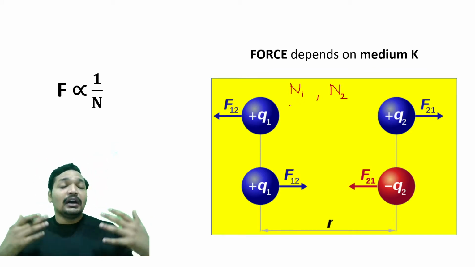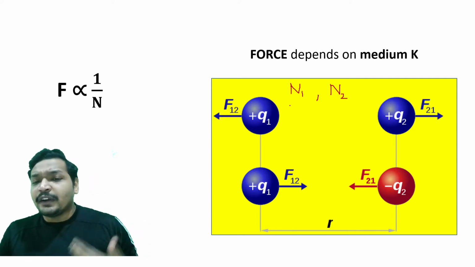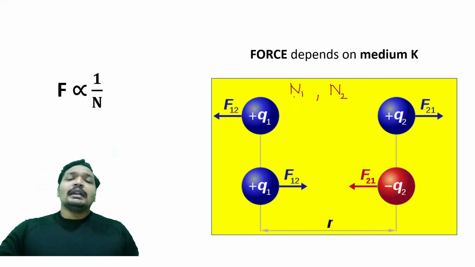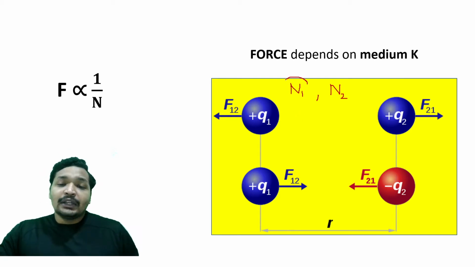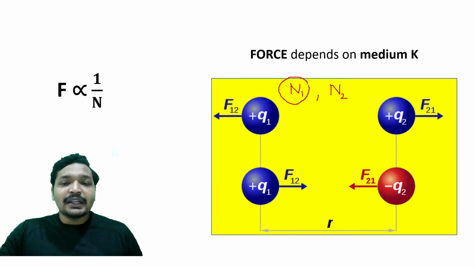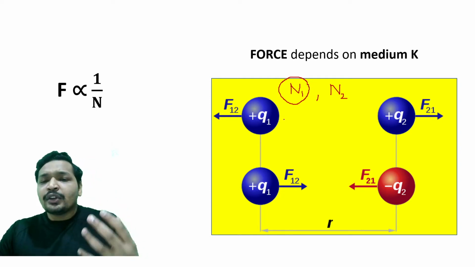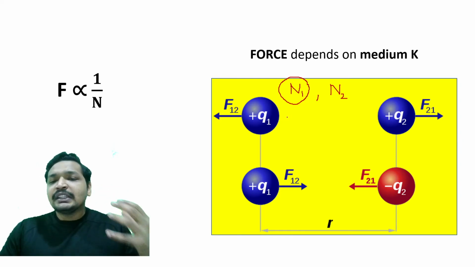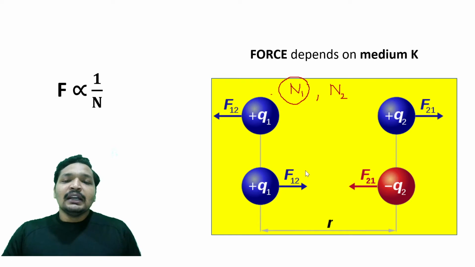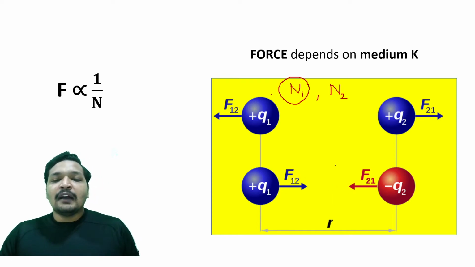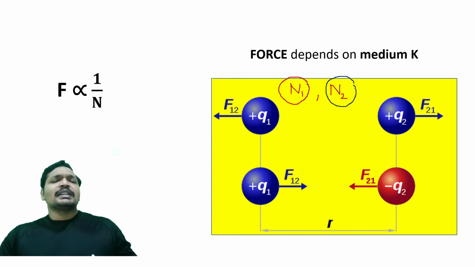Your force would be different for both of the mediums. And let's say that N1 is greater than N2. In that case, N1 is an electrically denser medium. In that case, what would be happening? The forces are going to reduce, or the interaction between the charges is going to reduce. And similarly, let's say you have N2, which is less than N1. It's the same thing that we said earlier.